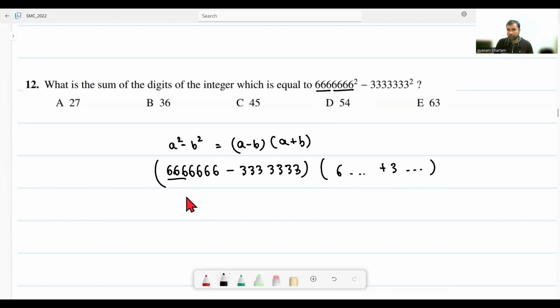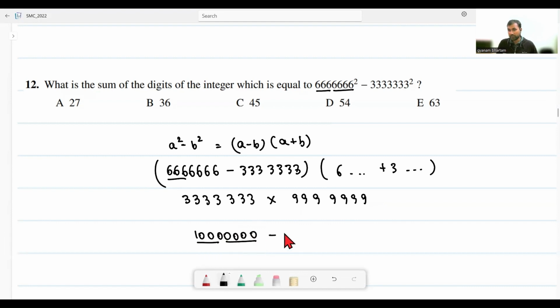So if you subtract, what do we get? 3, 3, 3, 3, 3, 7 times. And if you add, we get 9, 9, 9, 9, 9, 9, 9, 9. Now, remember, we are not going for harder multiplication with 9. But what we can do, we can add 1 and subtract 1. So this gives you 10 with the 7 zeros minus 1.